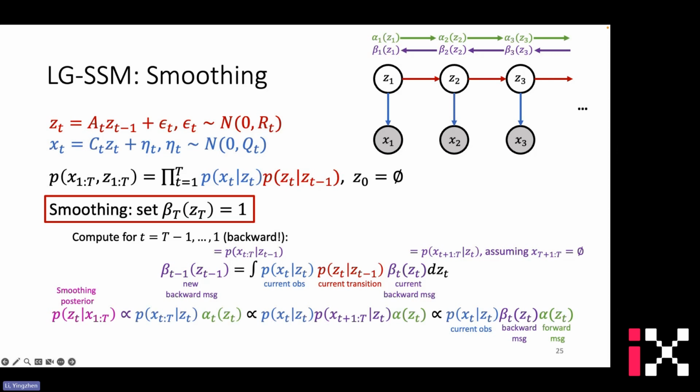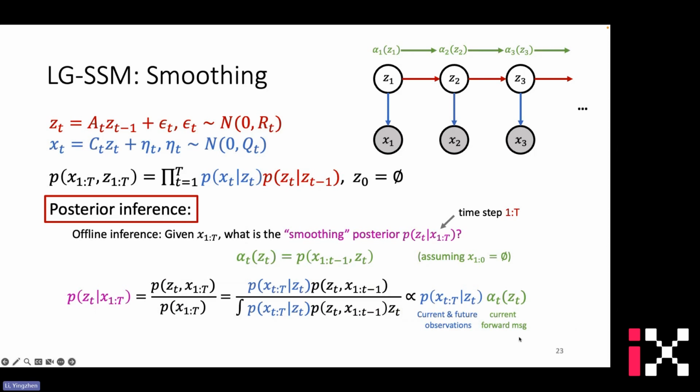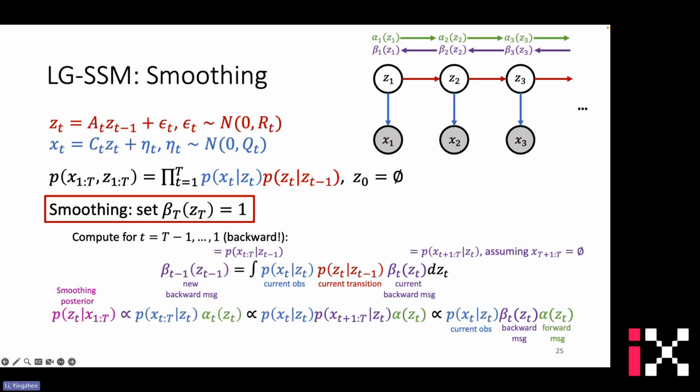Now the interesting thing here is that we can combine both the forward message and the backward message. Remember in the previous result, we have this posterior that contains the forward message that we have already computed. Now, in our derivation, we also showed that you can compute the backward message.